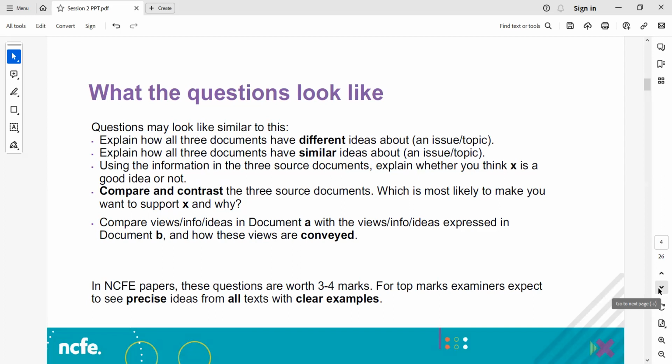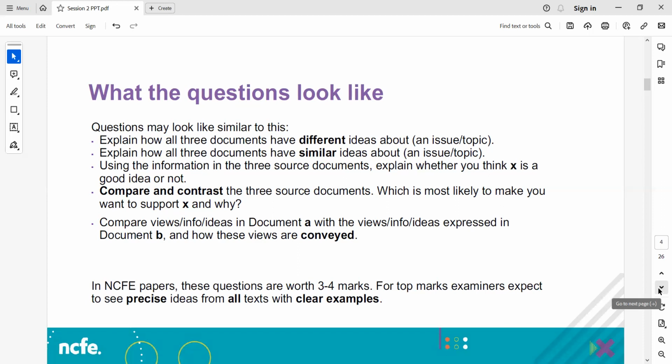Using the information in the 3 source documents, explain whether you think X is a good idea or not. Compare and contrast the 3 source documents. Which is most likely to make you want to support X and Y? So you could be asked to compare, to contrast, or to do both in the question that you are given.